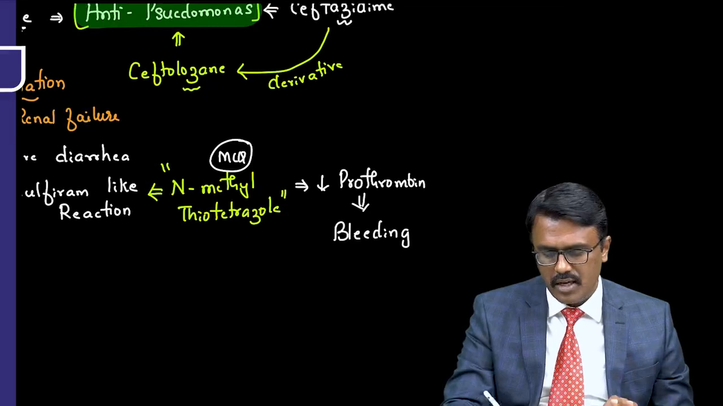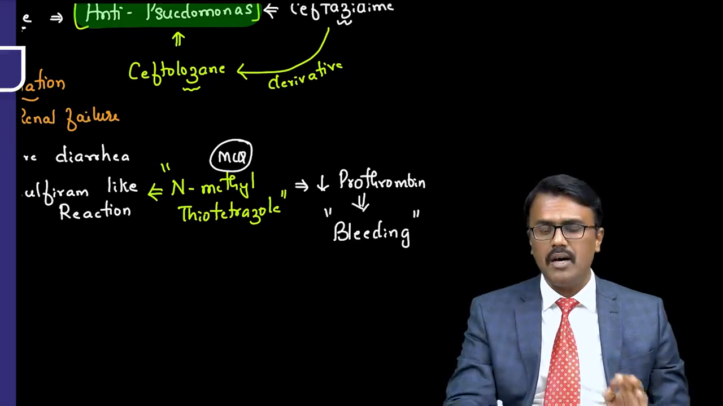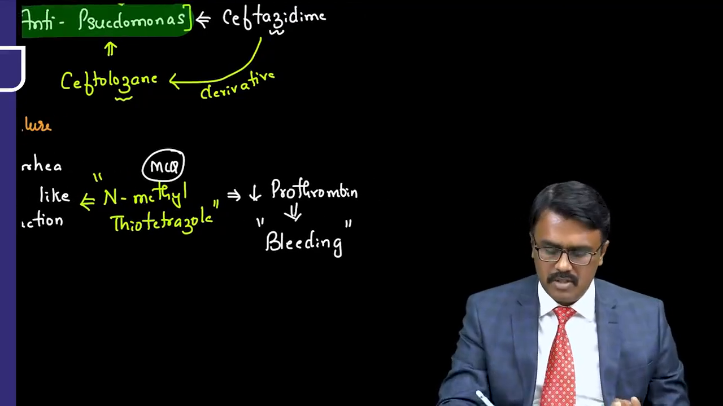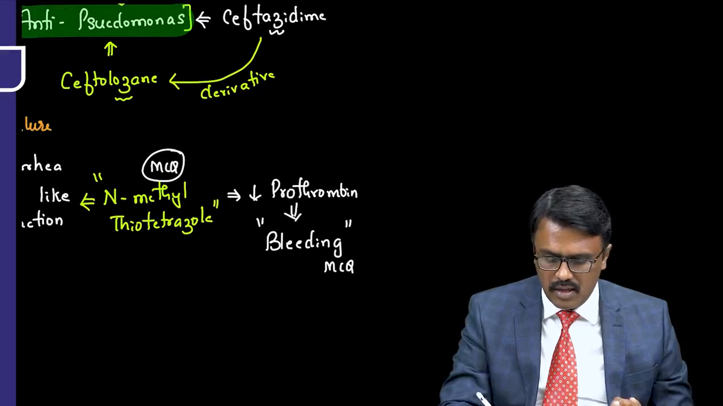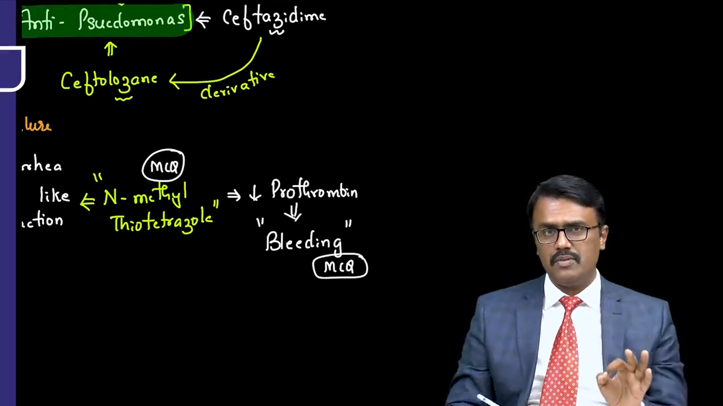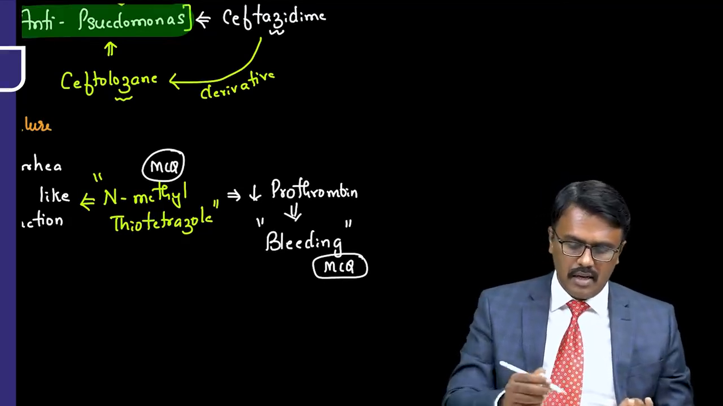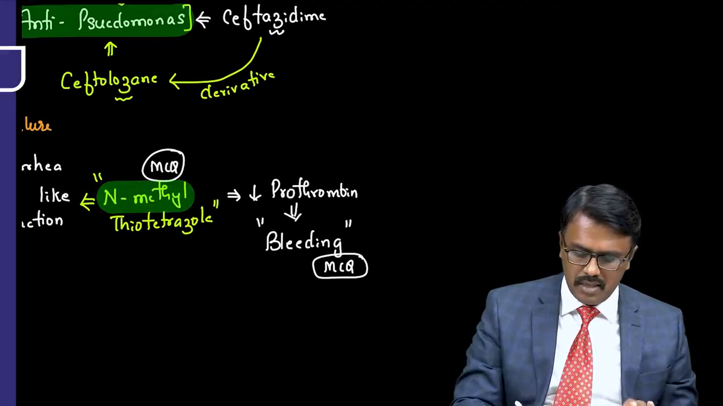Recently, again a question came: a patient came with hemarthrosis, bleeding in the joint space. What antimicrobial is responsible? Again the question was repeated, it is cephalosporin. Cephalosporin is responsible for that. And the group is also asked about N-methyl thiotetrazole.